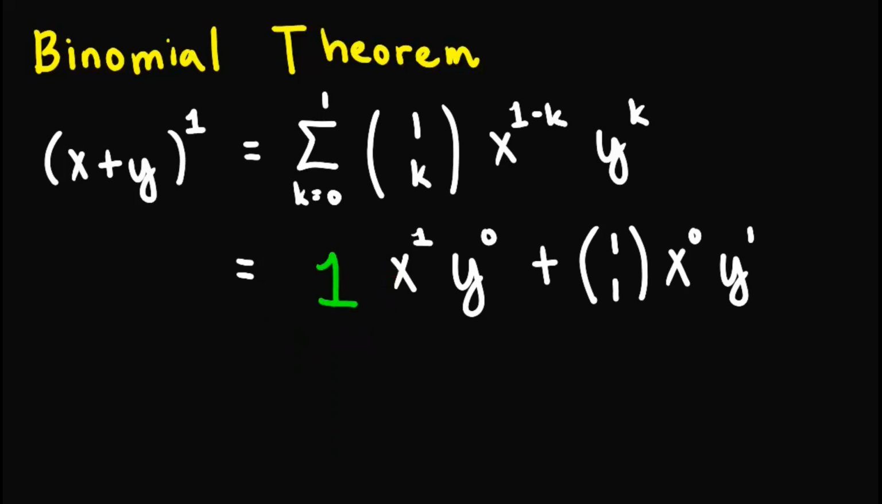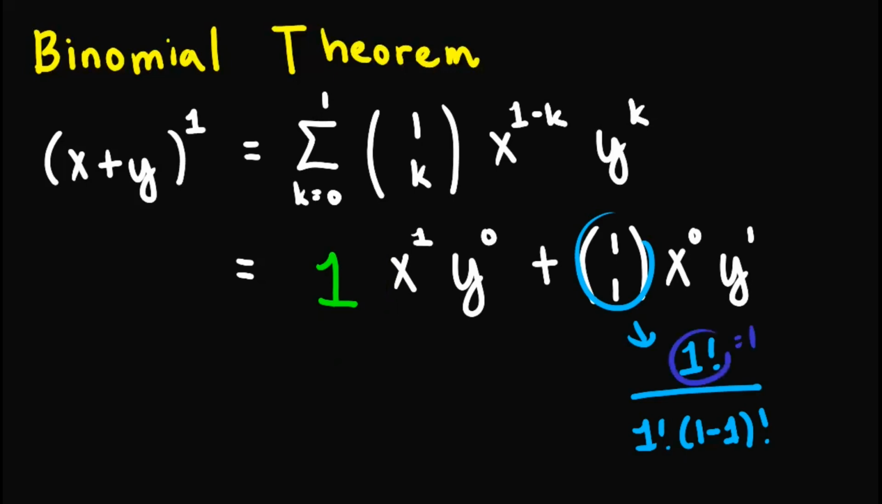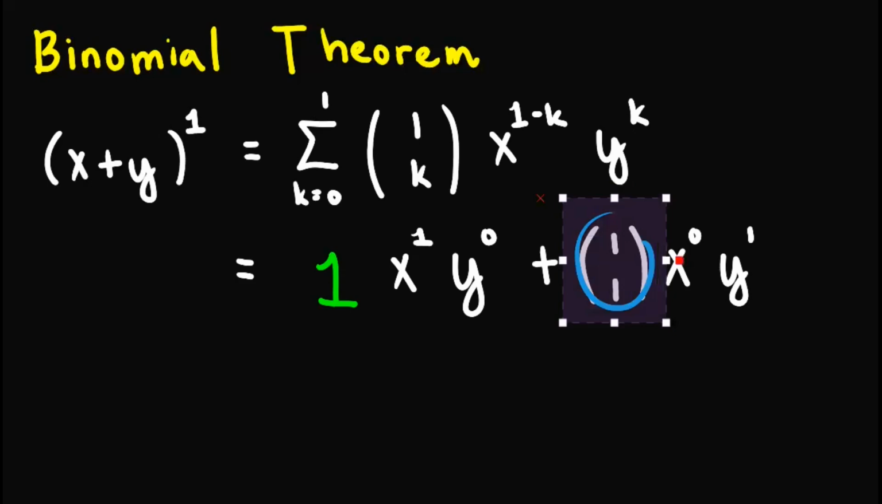On the other hand, this one out here, we can write as 1 factorial all over 1 factorial times 1 minus 1 factorial. And since these are still a bunch of 1s, indeed 1 factorial is equal to 1, 1 factorial is equal to 1, and 1 minus 1 is equal to 0, and 0 factorial is equal to 1. So take note of that. So this one also becomes 1.